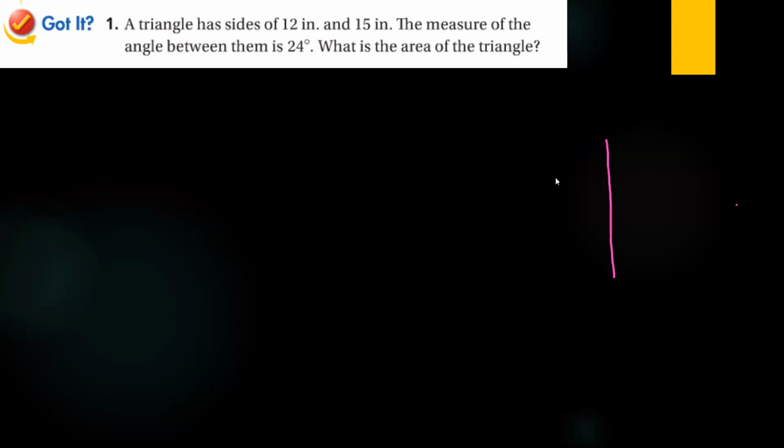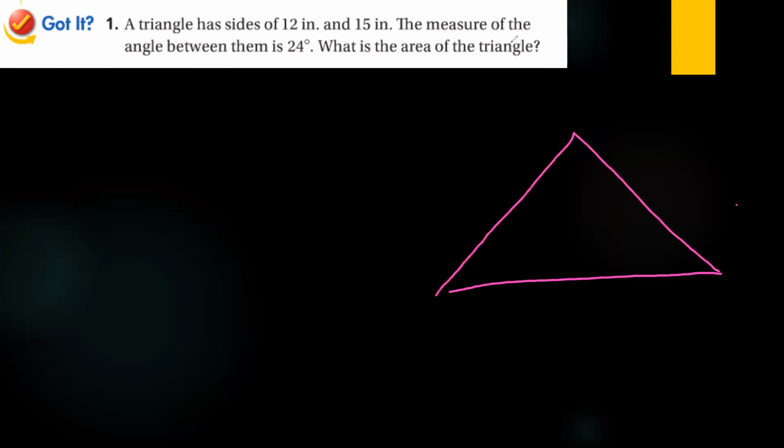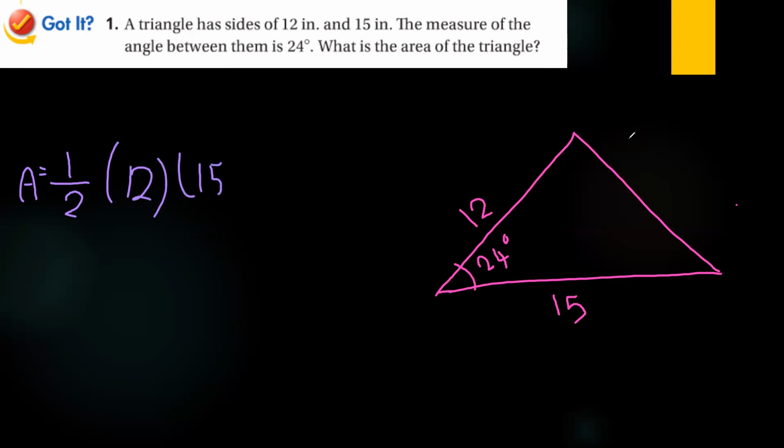So here now, we have a triangle here. 12 inches and 15, and the angle between them is 24 degrees. What is the area of the triangle? It will be half times 12 times 15 times sine 24. Bravo. Half, 12 times 15, then comes the angle between them, which is 24.